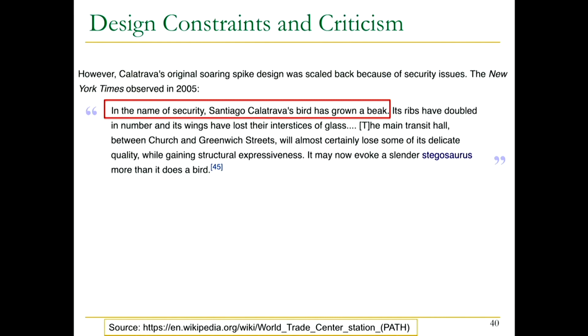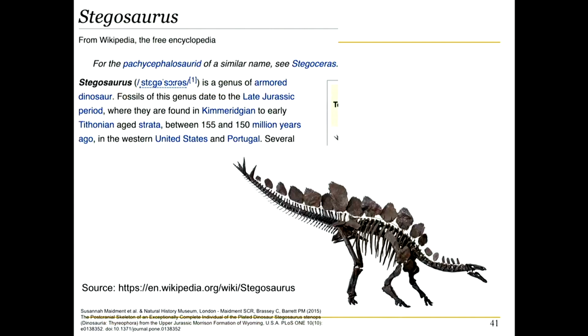In the name of security, Santiago Calatrava's bird has grown a beak. Its ribs have doubled in number and its wings have lost their interstices of glass. The main transit hall will almost certainly lose some of its delicate quality while gaining structural expressiveness. It may now evoke a slender stegosaurus more than it does a bird. Does anybody know what that is? Slender stegosaurus? You played with those before, right? Well, it looks like this. I didn't know what this is before I read that comment, actually, but it looks like a dinosaur. So clearly, this is not a praise for the architecture. Well, unless you're happy with the dinosaurs.